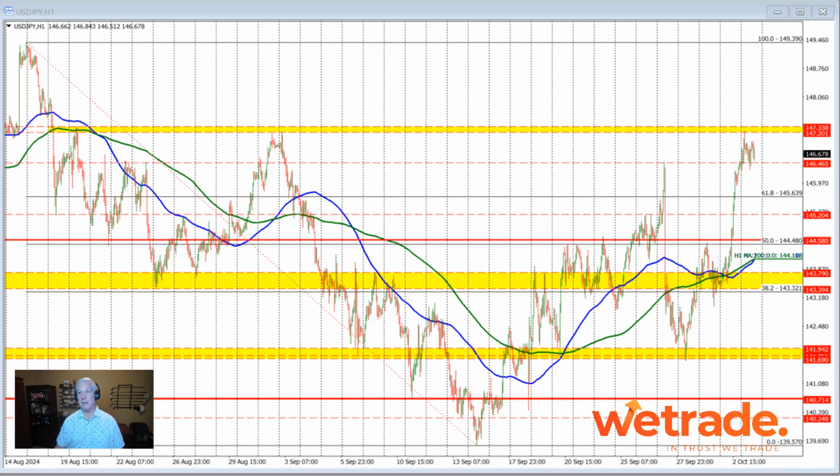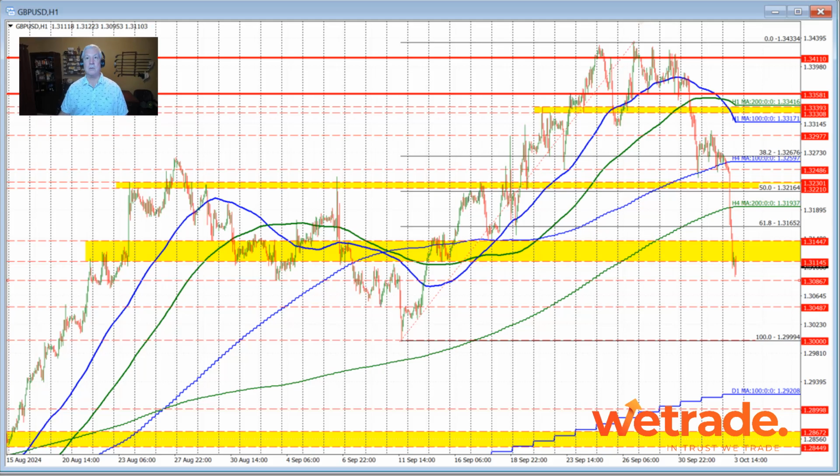Finally, let's take a look at the sterling versus US dollar. I'll start off on the hourly chart here. You can see a big move to the downside. That big move to the downside today was able to break and stay below the 100 bar moving average on the 4-hour chart. There were some comments in The Guardian from Bank of England's Bailey, who seemed to open the door for more aggressive rate cuts if warranted.